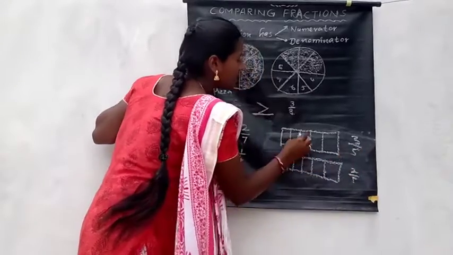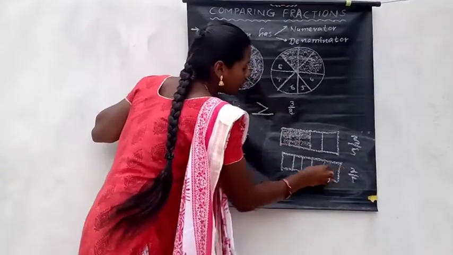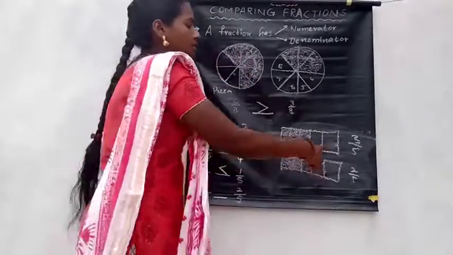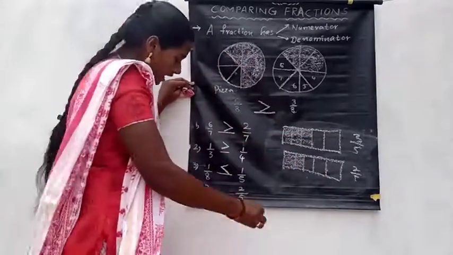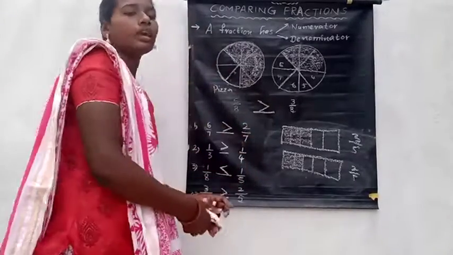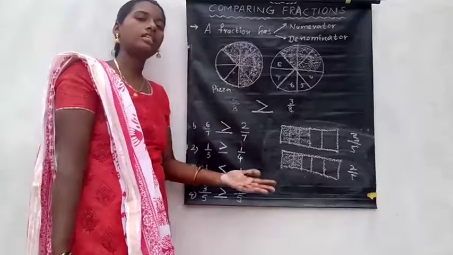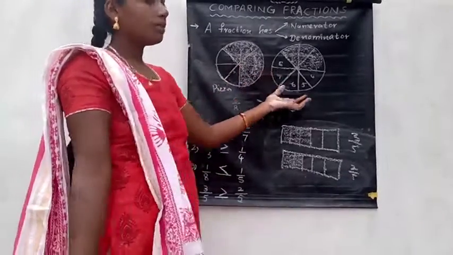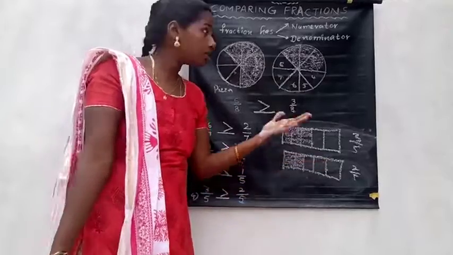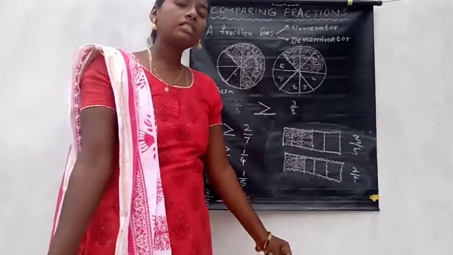3 by 5 means 3 parts have been shaded. 2 by 5 means only 2 parts. So which is the greater fraction? Obviously 3 by 5 is the greater fraction. So in this way you can compare fractions very easily, Nana. By drawing pictures also you can understand very easily. I hope you have understood about comparing fractions.